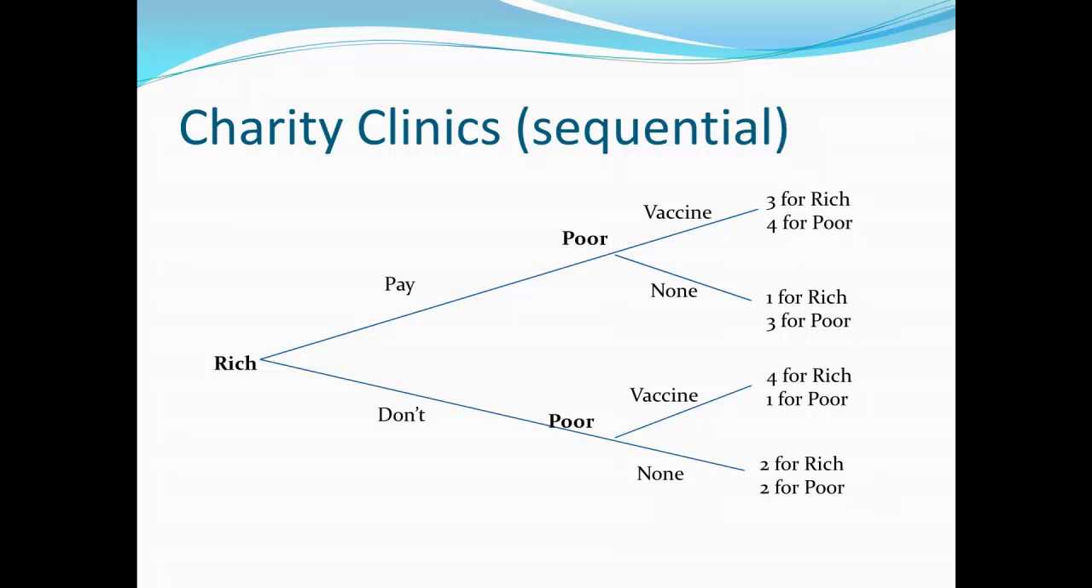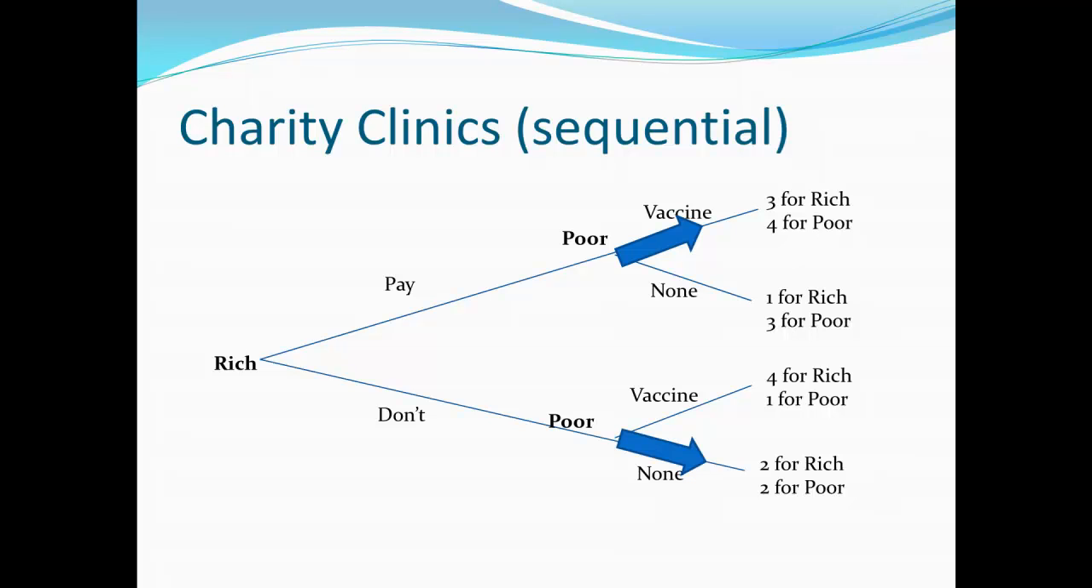Right? So the way the rich are going to reason is, well, if I pay for it, what will the poor do? The poor can either take the vaccine or not. If they take it, they get 4. That's their best possible world. If they don't take it, they get 3. Well, in that case, if the rich pay, the poor are going to take the vaccine. That's a sensible result. And then the rich say, well, if we don't pay for it, what will the poor do in response? In response, we know the poor will not pay for a vaccine if they have to pay for it themselves, so they're not going to take it.